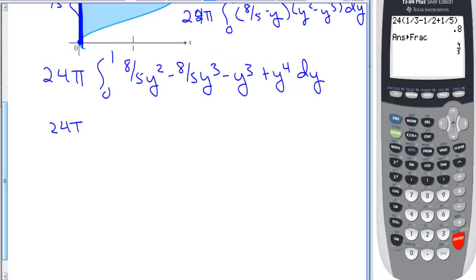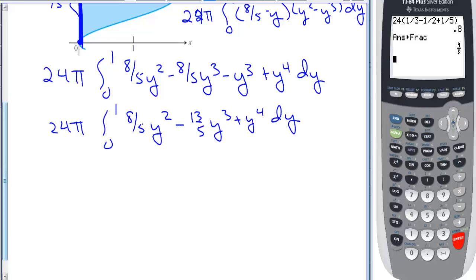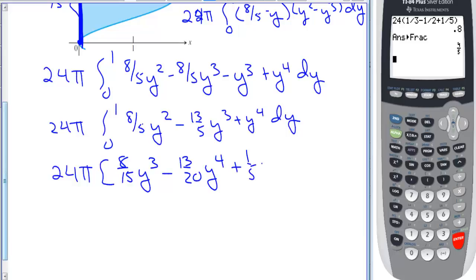So 24 pi, 0 to 1, 8/5 y squared. About negative 8/5 minus another 5/5 is negative 13/5 y to the third. Almost got it. We got 24 pi times 3 1/3. How about 8/15 y to the third minus 13/20 y to the fourth plus 1/5 y to the fifth. 0 to 1.